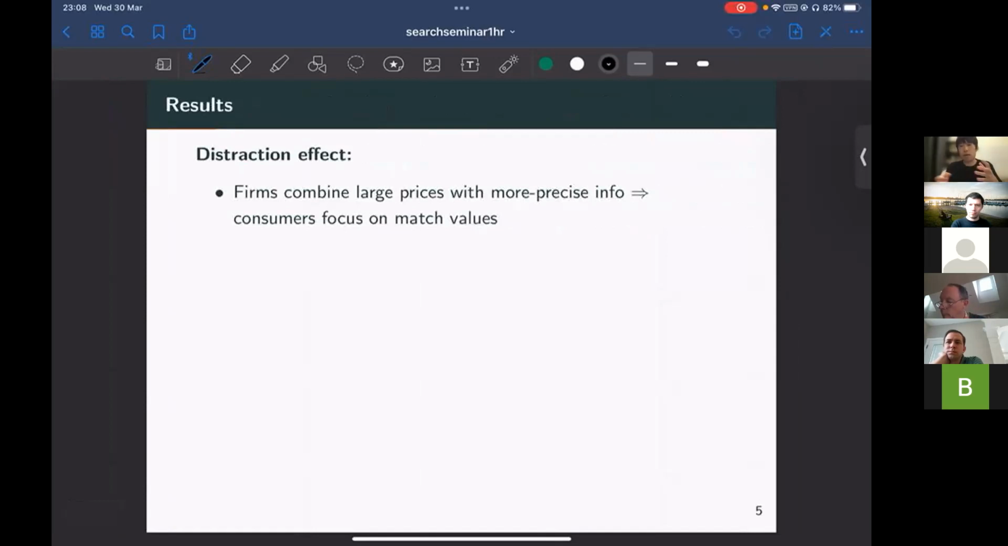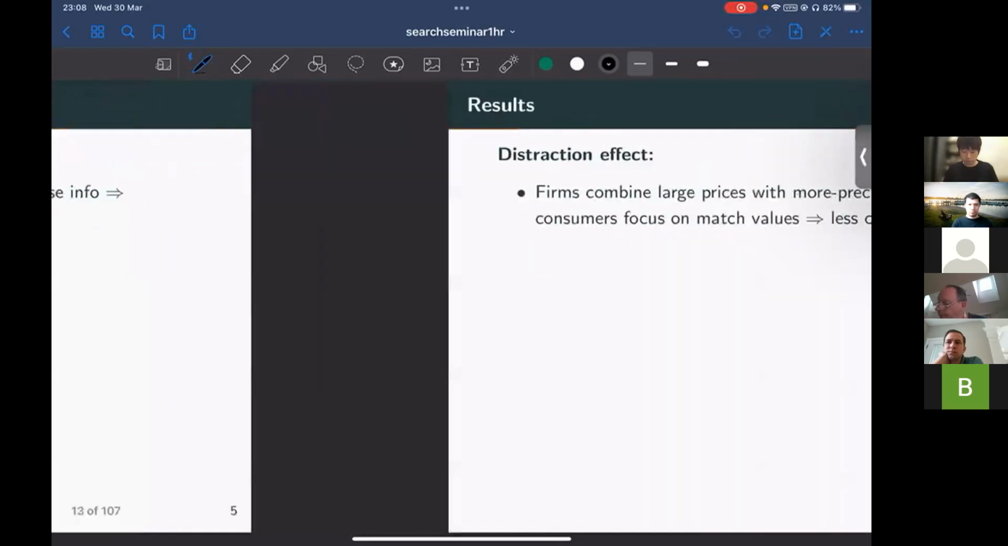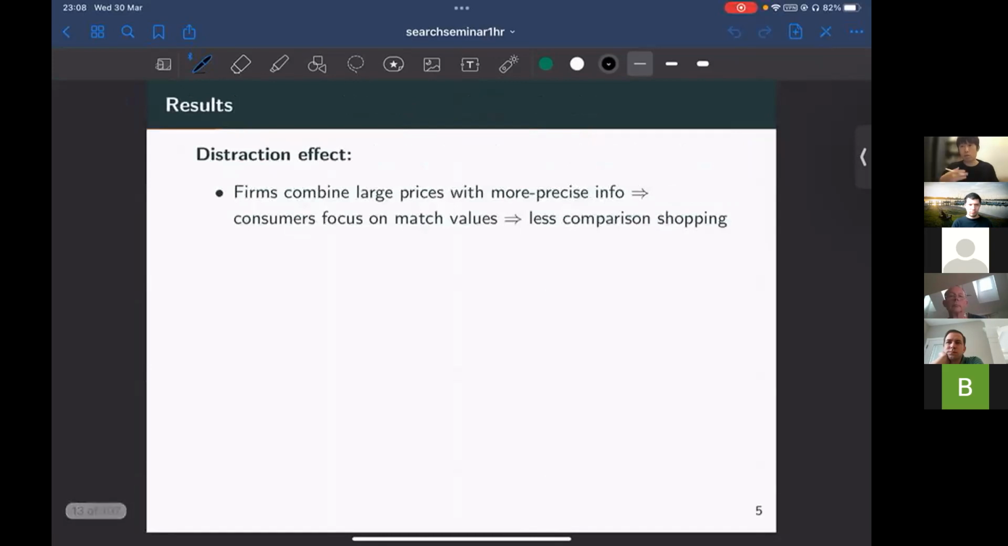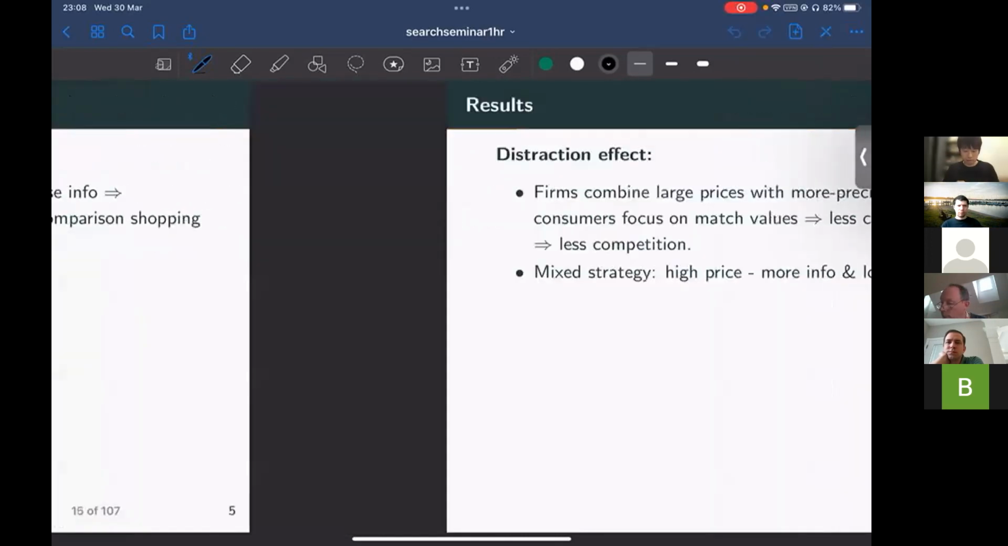By giving more precise information, consumers will have more incentive to actually look for more information about a single product, or focus more on match values instead of price comparisons. That would lead to less comparison shopping.